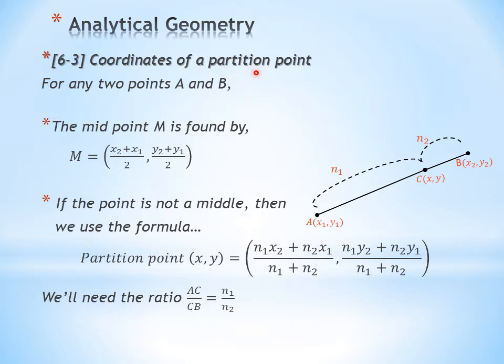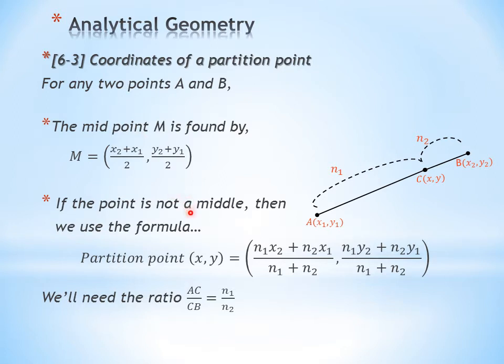A partition point is a point that lies between two other points. Suppose that we are talking about A and B. If the point is in the middle, it is called the midpoint. We know its formula, such that M, which is the midpoint, equals (x2 plus x1) over 2 and (y2 plus y1) over 2. The 2 relates to the equal distance. It is the midpoint, so we divide the distance by 2.